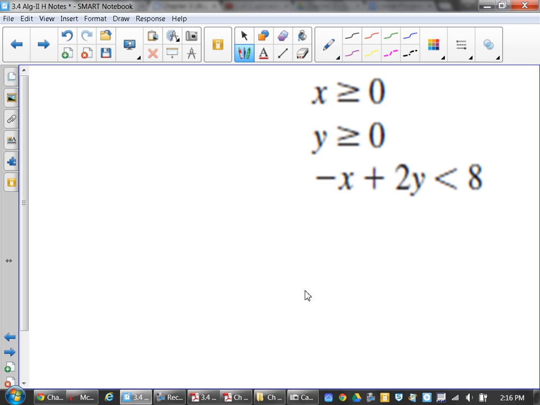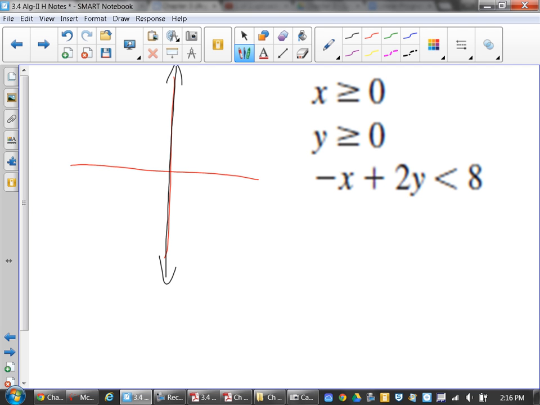So we go into this one, we have 3 of them now. We have x is greater than or equal to 0, y is greater than or equal to 0, and negative x plus 2y is less than 8. So draw your grid. X is greater than or equal to 0 is vertical on the y-axis. You agree? Is it a solid or dotted line there? Solid. What direction does it have to go? What way is true? We have to pick a point that's not 0, 0. It's going that way, isn't it?